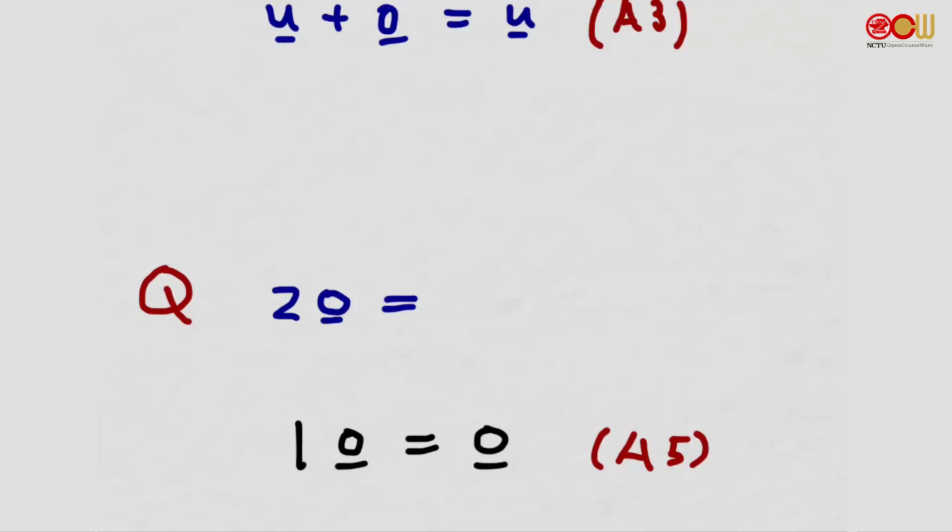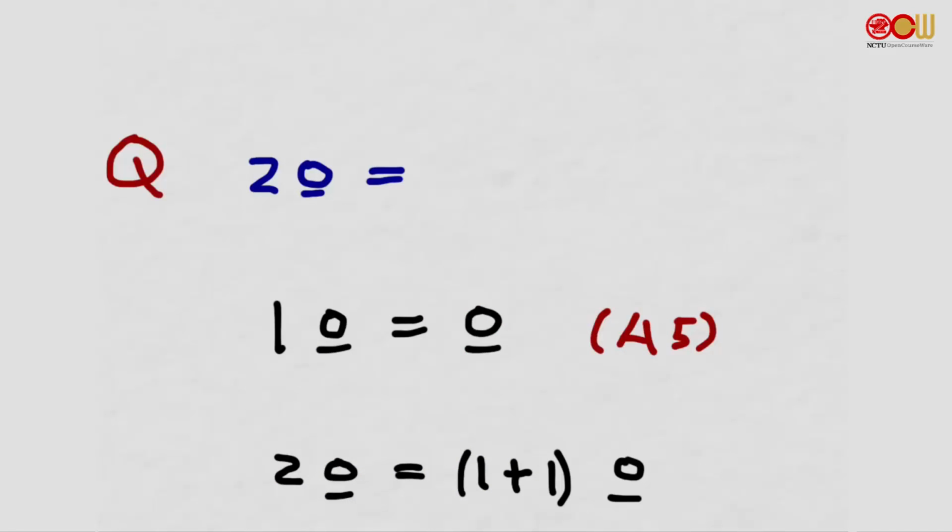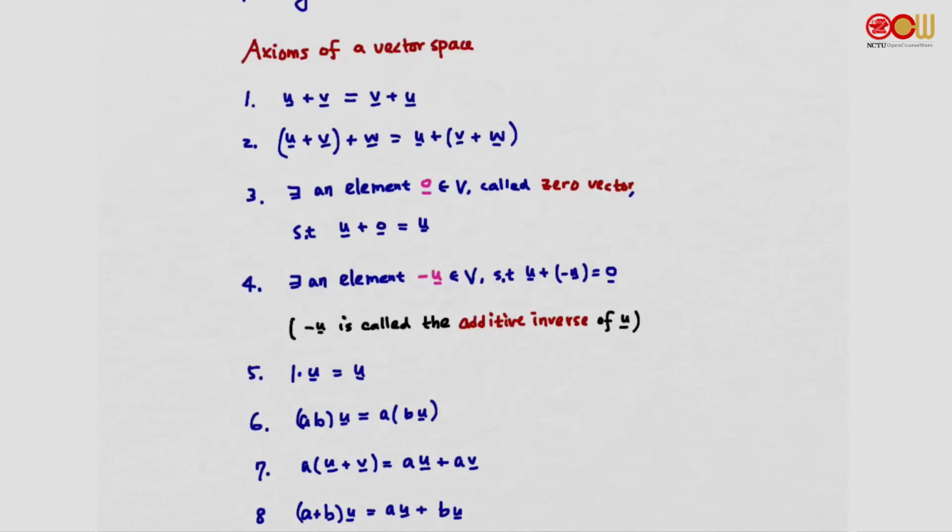But what about 2? What do we know about 2? 2 times the 0 vector. Which axiom might be helpful in this case? Well, we do have a plus b. Scale u by the sum a plus b, we get this, right? So let's try to see if this axiom will help us. We know 2 can be written as 1 plus 1. So this is fine. And now we see the eighth axiom seems to be helpful.